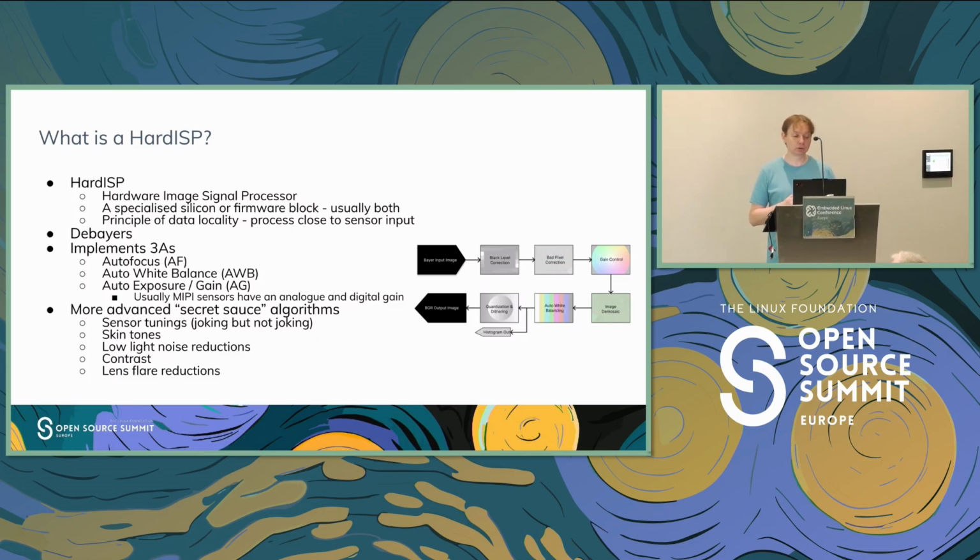Other things are skin tones. People are very sensitive to the color of skin. In theory, if you get your color calibration correct, you shouldn't need to worry about skin tones, but it still might be a bit off, so you can do some extra mapping there on top.